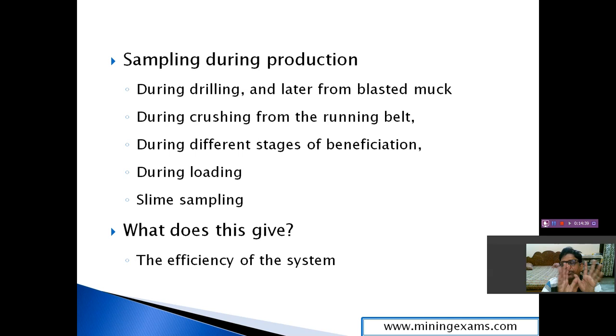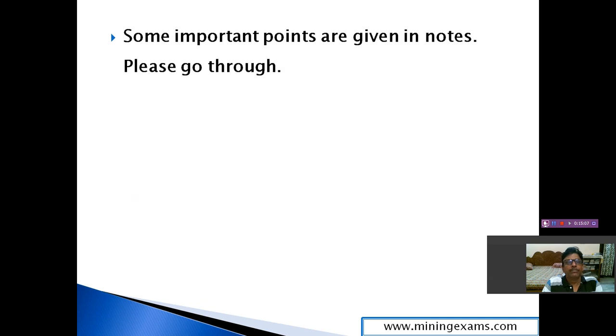What does this tell us? What is the benefit of taking all these? The reason is, it talks about the efficiency of the system. Drilling, okay, not much efficiency of the system you can find. Blasted muck, you can't find the efficiency of the system. After crushing, you can find the efficiency, what is the amount of fines generated, what are the lumps generated, something like that. So that gives you the efficiency of the system.